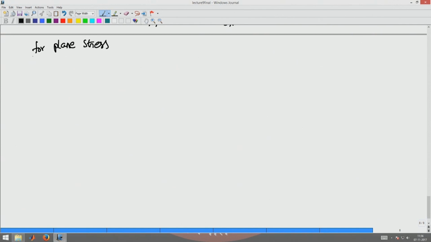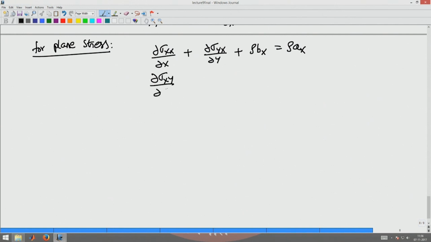So, to recap, for plane stress, we derived the equilibrium equations to get dou sigma xx by dou x plus dou sigma yx by dou y plus rho bx equal to rho ax, and then dou sigma xy by dou x plus dou sigma yy by dou y plus rho by must be equal to rho ay, then we got sigma xy equal to sigma yx.